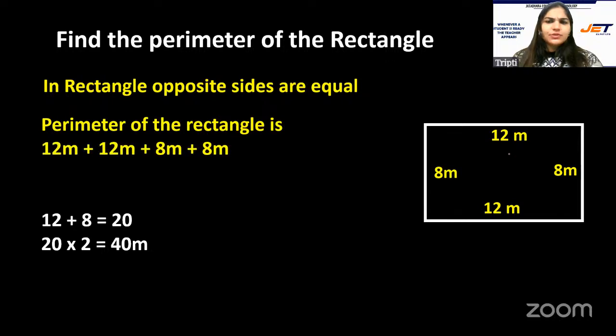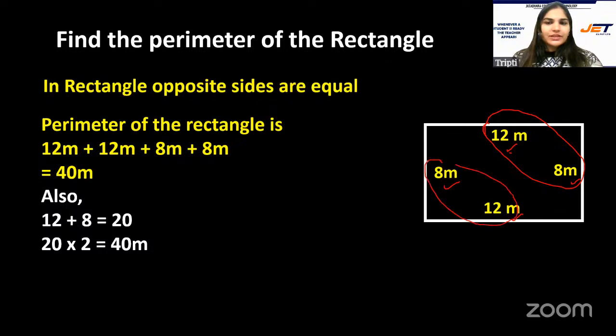Sum of all sides, 12 plus 12, 8 plus 8, which is 40 meters. But you can also do it like 12 plus 8. First, you take one pair, 12 plus 8, then times 2, because there are two pairs. So 12 plus 8 one time is equal to 20, and do times 2. In both ways, you will get the same answer.